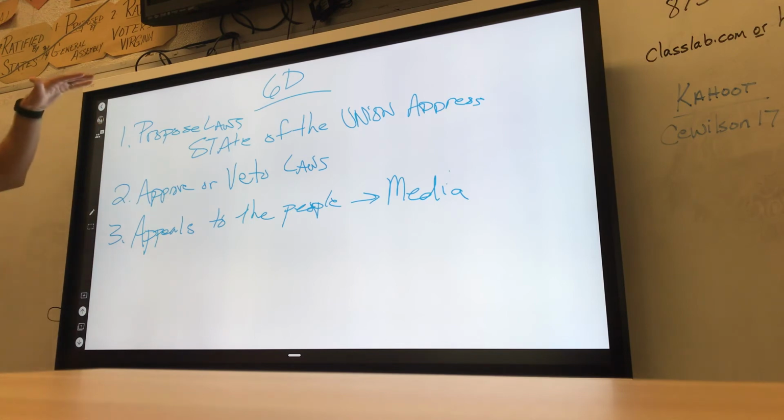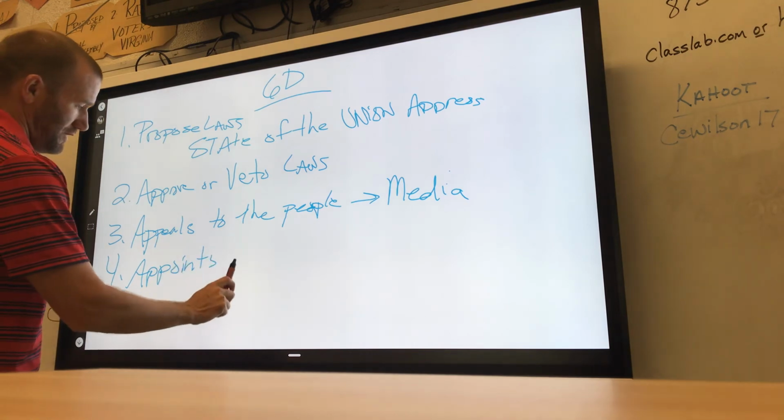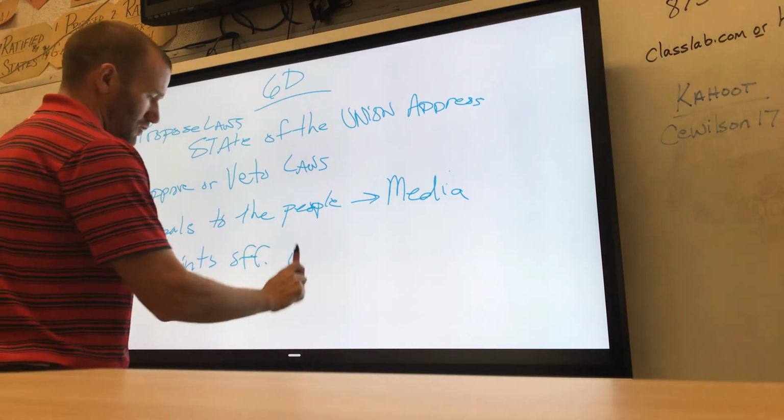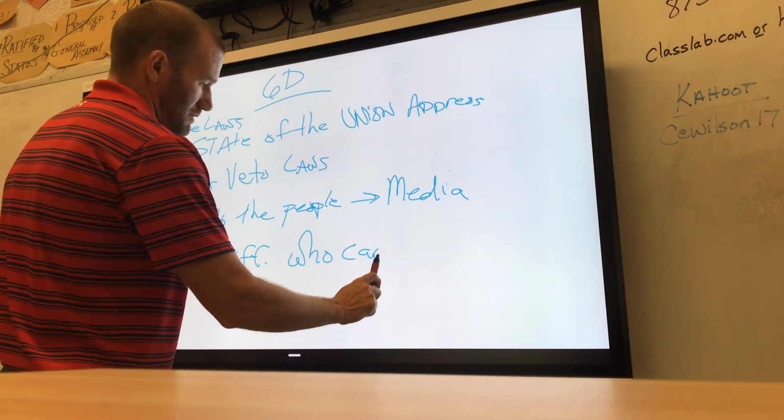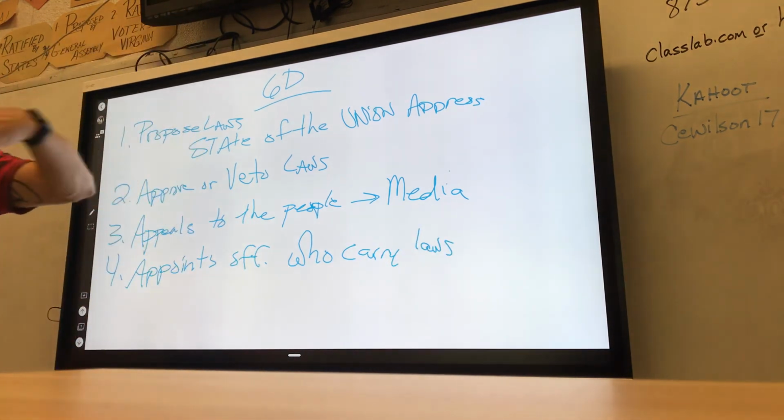So, the president proposes laws in the State of the Union. He can approve or veto them. He appeals to the people through the media. What else does he do? One more: he appoints officials who carry out the law. He gets to pick people who help him carry out the laws. He picks cabinet leaders, and he picks leaders of agencies and groups to help him carry out the laws.